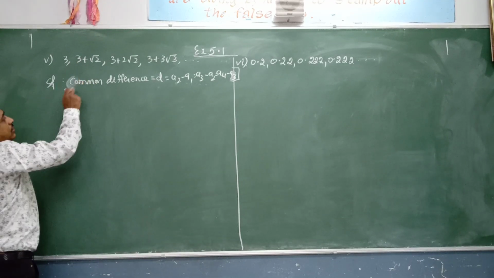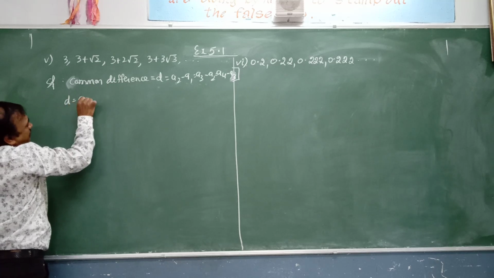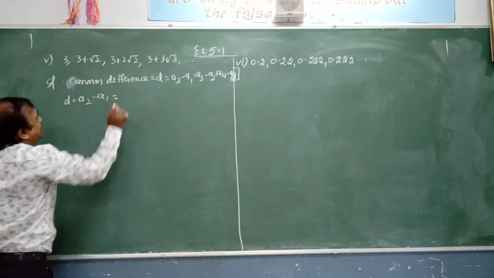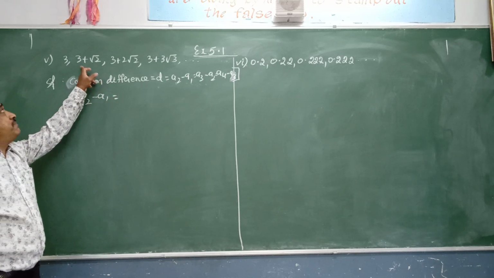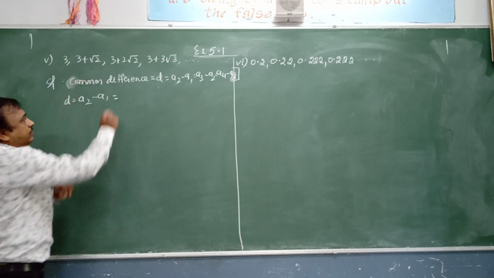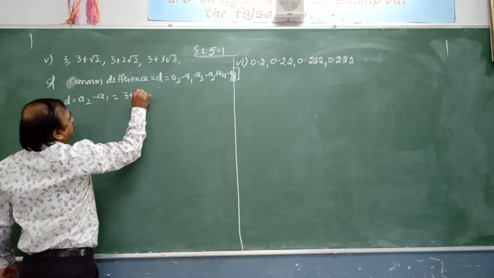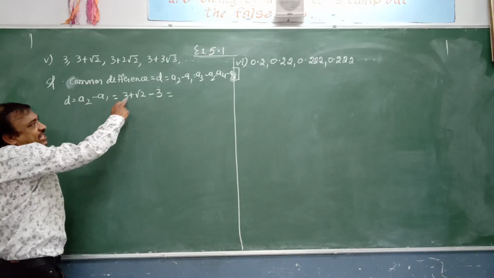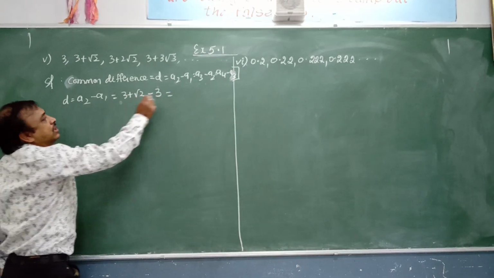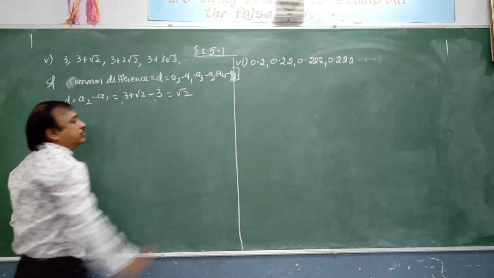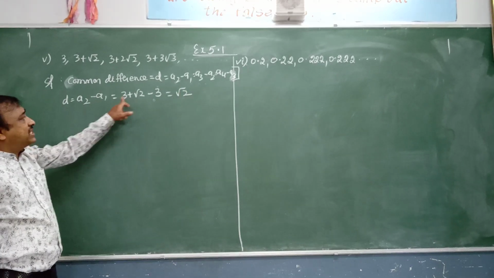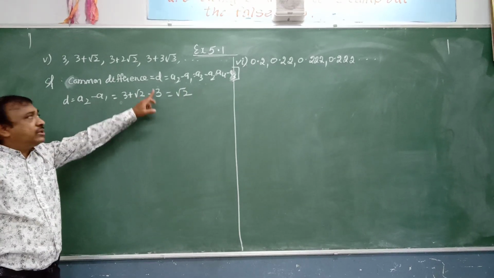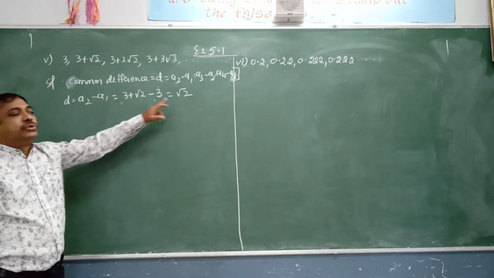Now here, d is equal to a2 minus a1. What is a2? This one, 3 plus root 2, and a1 is 3. So 3 plus root 2 minus 3. See, this is plus 3 and this is minus 3, 0. Then we will have root 2. Do you understand? Plus 3 minus 3 is what? 0, gets cancelled. So root 2.